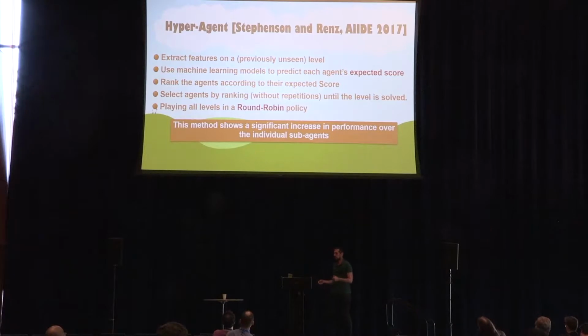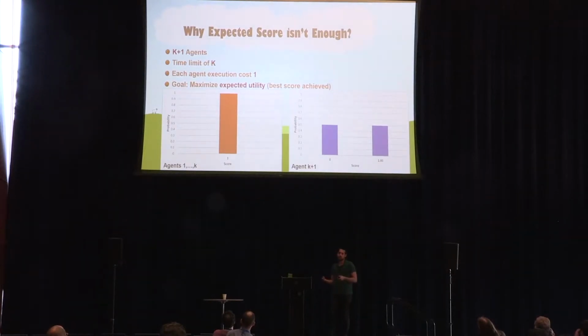The first issue that I have with this approach is the usage of expected score, and I'm going to try to persuade you why expected score is not always enough. Consider this toy example in which we have a single level, k plus 1 agents, and a time constraint of k. Each agent execution takes a time of 1. So we can execute k agents on the problem before terminating and returning the utility, which is the best score achieved. We have our first k agents on the left, which get a score of 1 with a probability of 1. Whenever they play the level, they get a score of 1. And we have our last agent on the right that fails 50% of the time and gets a score of 0. In the other 50%, it wins the level and gets a score of 1.95.